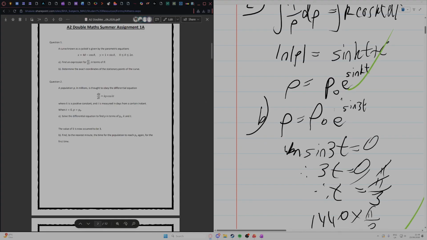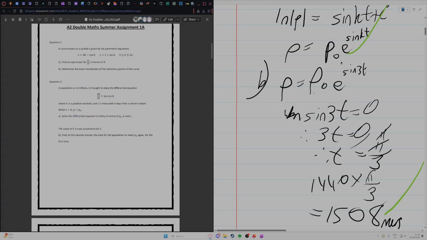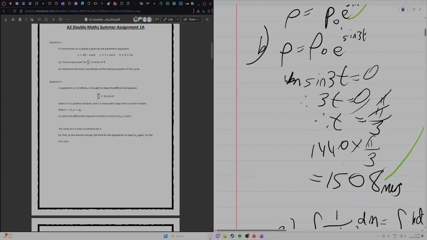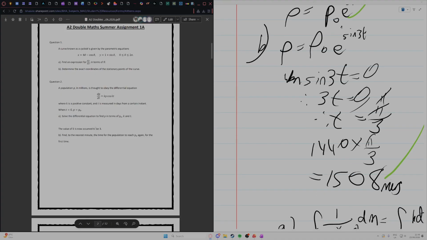Next, the value of k is assumed to be 3, where you just substitute 3 in, and we want the population to reach p0 again. When the population reaches p0, that's when this e to the sin 3t here is 1, which is when sin 3t is 0. So obviously that's going to happen when t is 0, which is when p equals p0, and then the next time that happens is when 3t equals pi, so therefore t equals pi over 3. Then you have to multiply that because t is in days, sorry, and you multiply that by the number of minutes in a day.